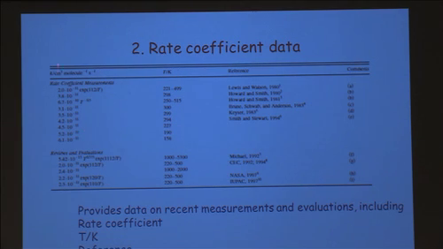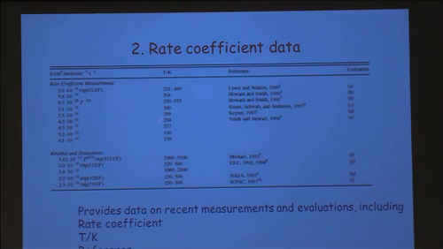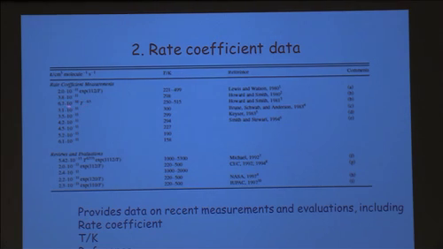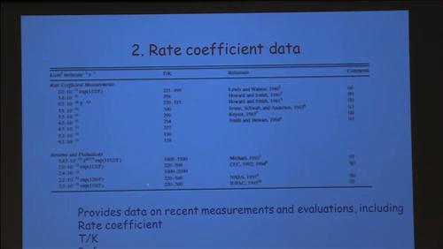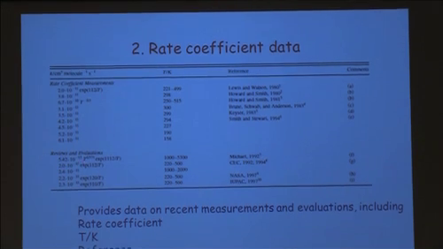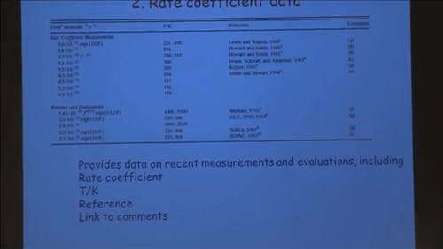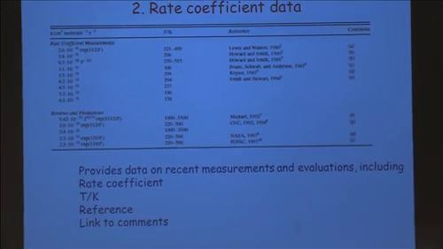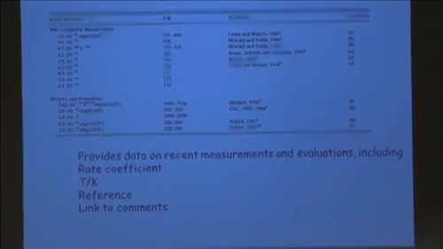And what it shows are the measured rate coefficients at particular temperatures and expressions for the rate coefficient as a function of temperature here. And then at the bottom are reviews and evaluations. So these are not original measurements, but these are reviews or evaluations making recommendations on what the rate coefficient should be.